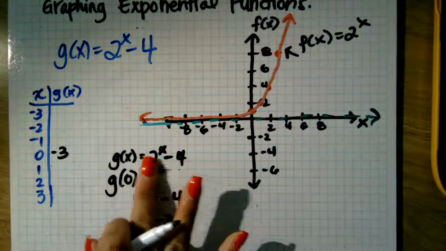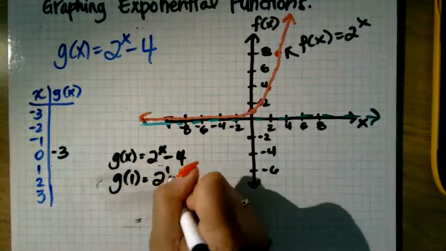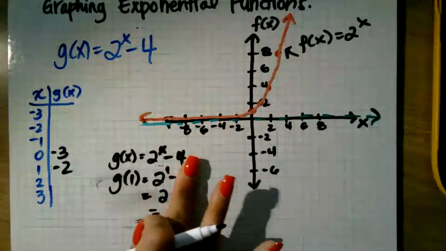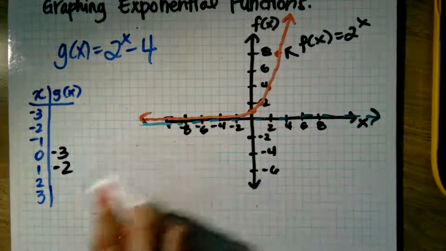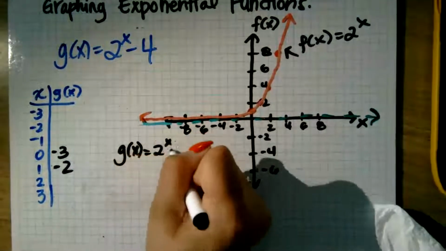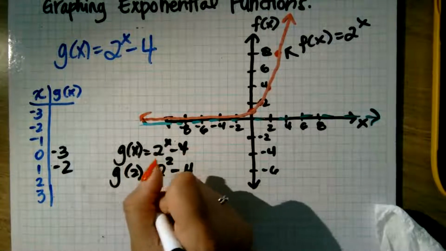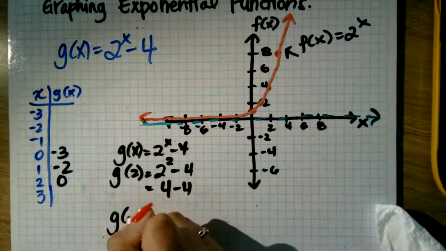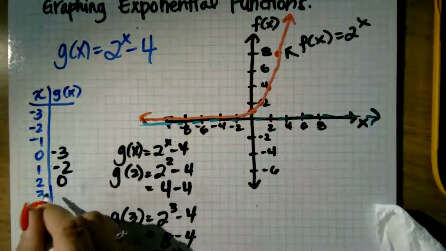Cool? Let's look at g of 1 now. So g of 1 equals 2 to the 1 minus 4, which is 2 minus 4 gives me -2. Wow. Okay. And then let's do g of 2 now. Sorry, let me get my little paper. There we go. Okay. So I have g of 2 gives me 2 to the second power minus 4, while 2 to the second power is 4 minus 4. That gives me 0. And then g of 3 is 2 to the third minus 4, which is 8 minus 4, which is 4.